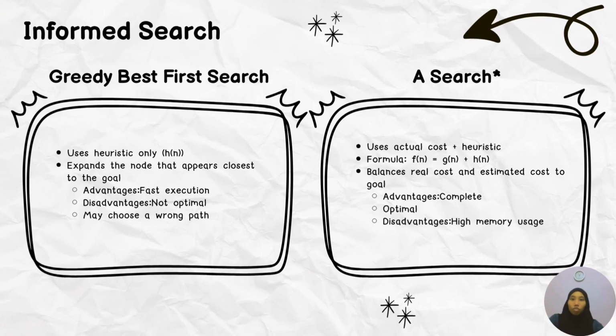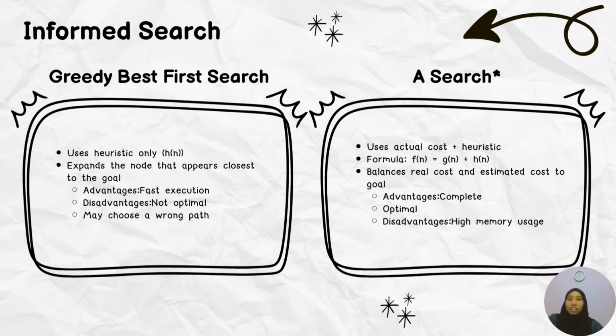For informed search, we have two: greedy best first search and A star. For greedy, the algorithm uses only the heuristic function, h(n). It expands the node that looks closest to the goal. The advantage is fast searching, but the disadvantage is that it is not optimal and may choose the wrong paths.